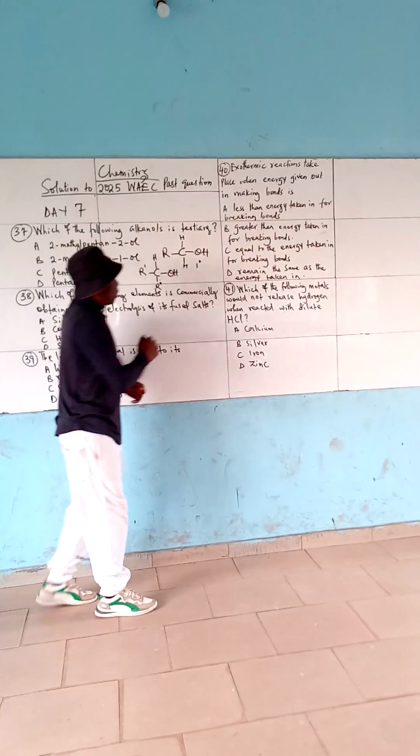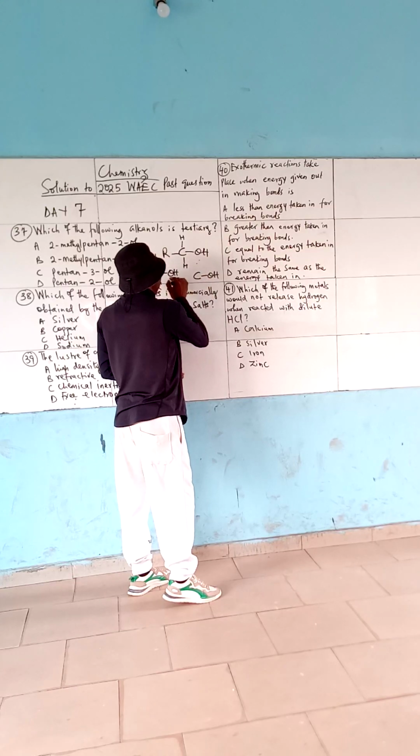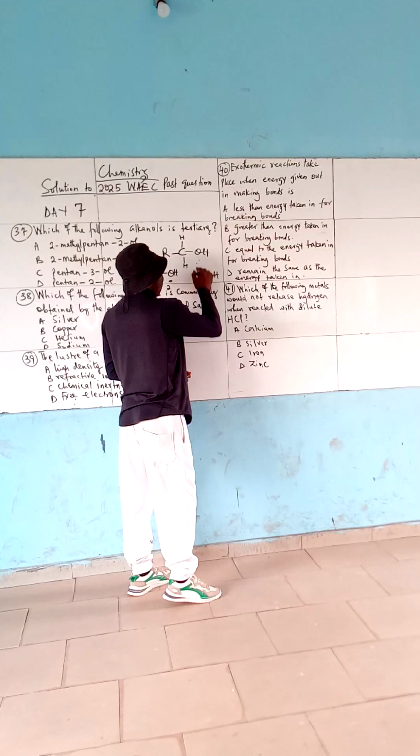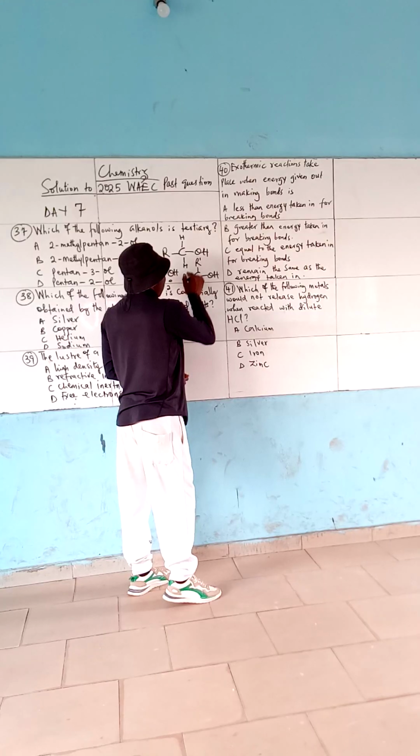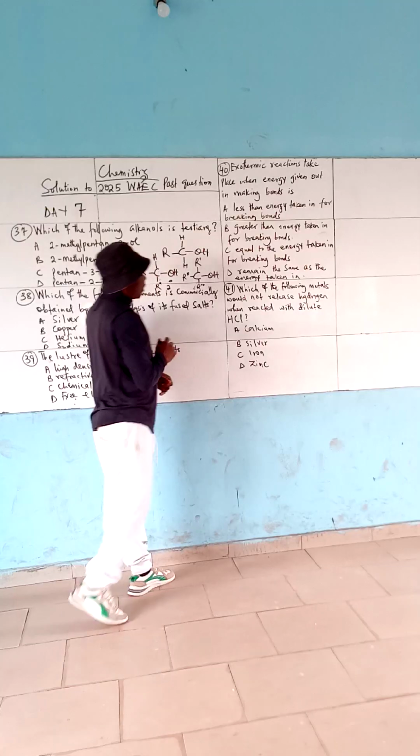alkanol. But if you have an alkanol with a carbon atom bearing the functional group surrounded by 3 alkyl groups, this is R'1, R'2, and R'3. This is a tertiary alkanol.